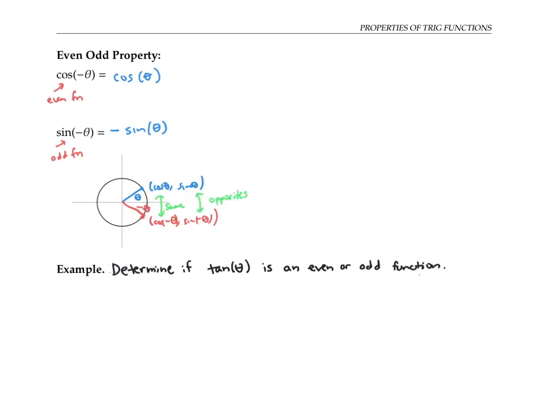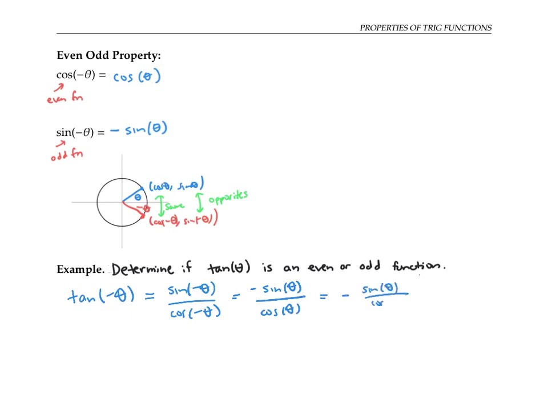Let's figure out if tan of theta is an even or odd function. Well, we know that tan of negative theta, tangent by definition, is sine over cosine. Well, we know that sine of negative theta is the negative of sine of theta, whereas cosine of negative theta is cosine of theta. Therefore, we're getting negative sine theta over cosine theta, which is negative tan of theta. Since tan of negative theta is the negative of tan of theta, tan theta is an odd function.